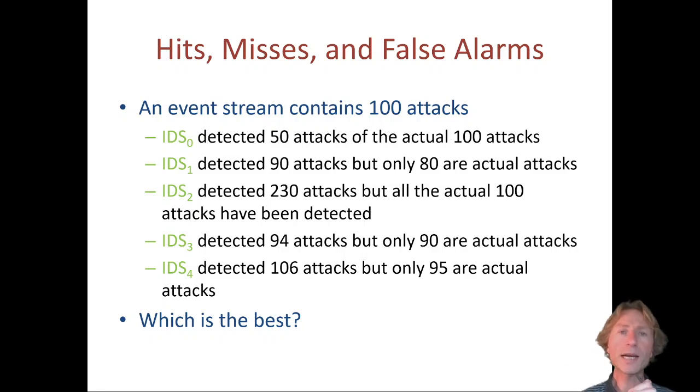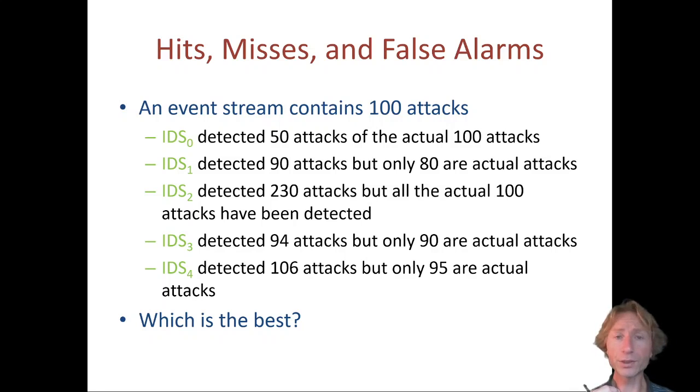So now here's the example. Suppose we have an event stream with 100 attacks in it, and we have 5 different intrusion detection systems. The first intrusion detection system detects 50 attacks out of the actual 100 attacks. Intrusion detection system 1 detects 90, but only 80 of those are actual attacks. Okay, so 10 are false positives.